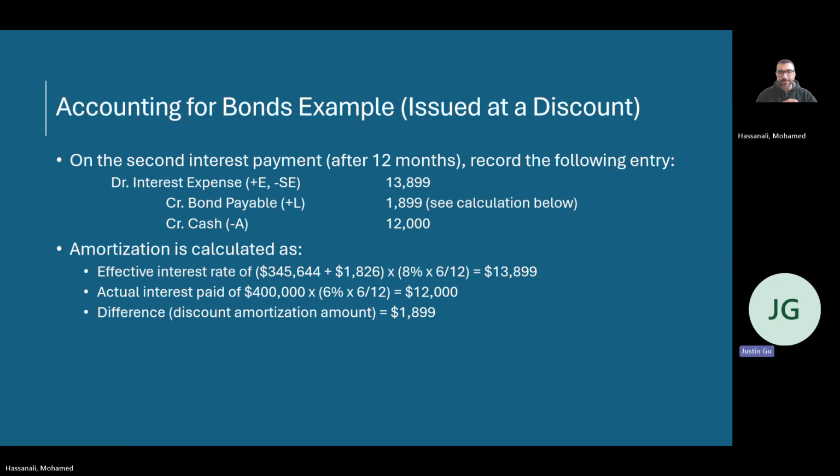So every time we have to add either the discount or the premium on it. Is that correct? Yeah, every time you're adding and recalculating what the carrying value of the bond would be.